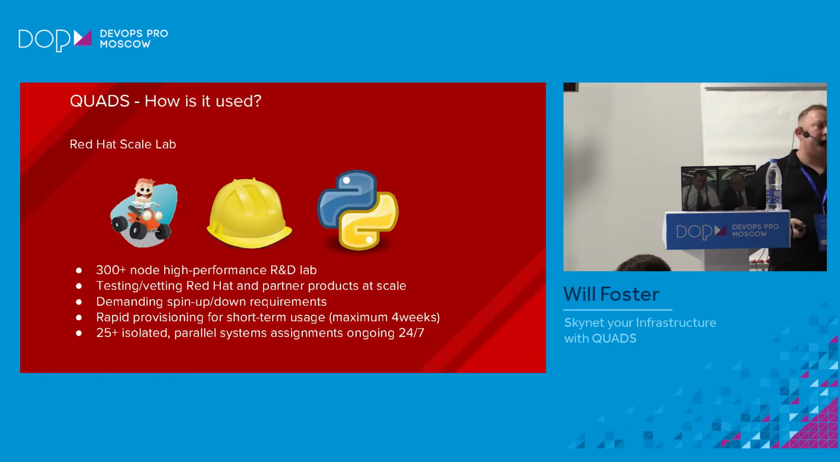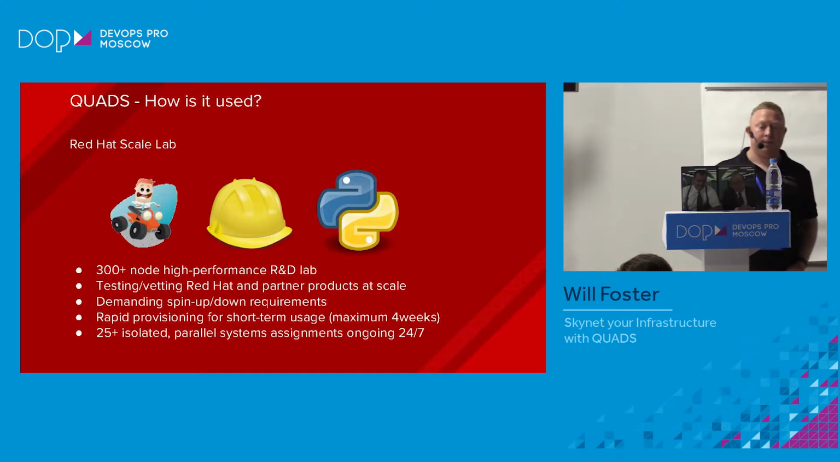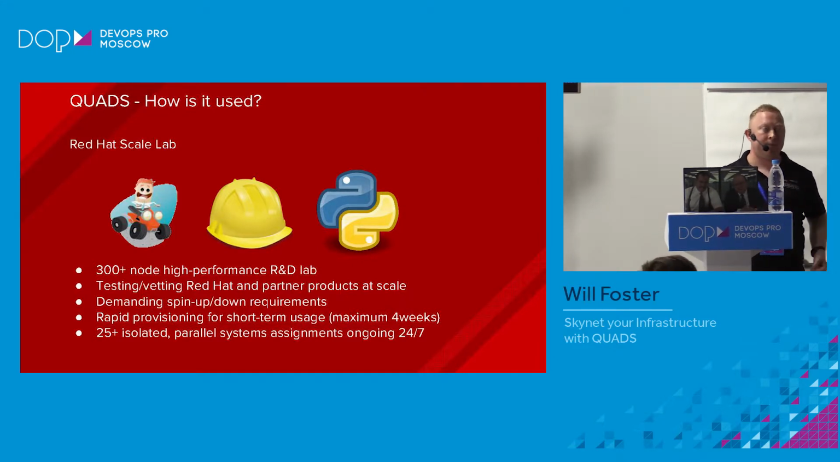So how are we using it? We talked about this Scale Lab that we run, this large bare metal environment. The Red Hat Scale Lab is 300, 400 bare metal servers where we test and vet all of our products at scale. And we currently support around 25 or 30 parallel workloads that are running 24/7 all the time.